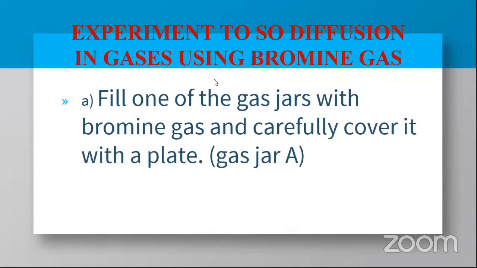Good. We are seeing an experiment to show diffusion in gases using bromine gas. We use bromine gas simply because it is brown in color, and so when you put it in a test tube, you can easily see it. Now, what we do, we fill one of the gas jars with bromine gas, and you cover it carefully with a plate. That gas jar, you can call gas jar A.